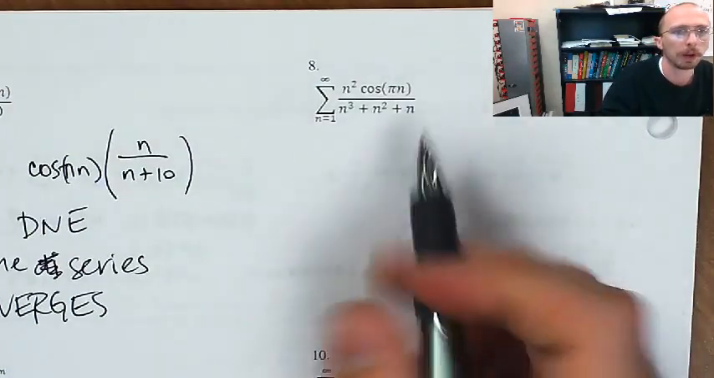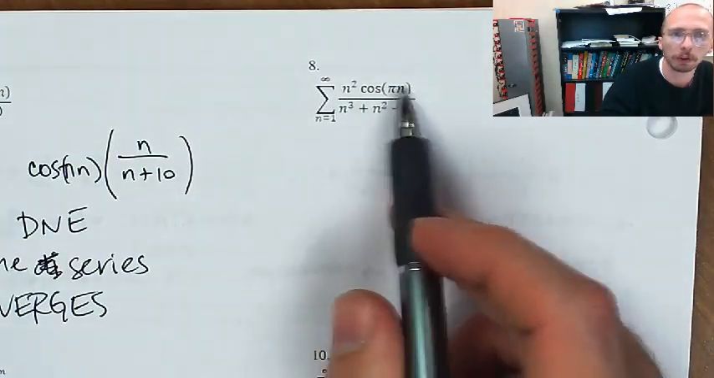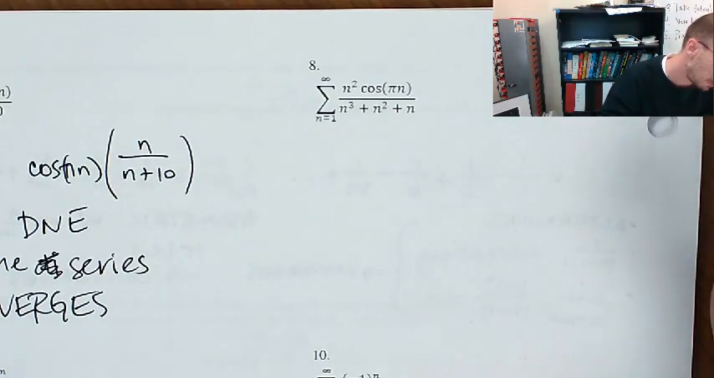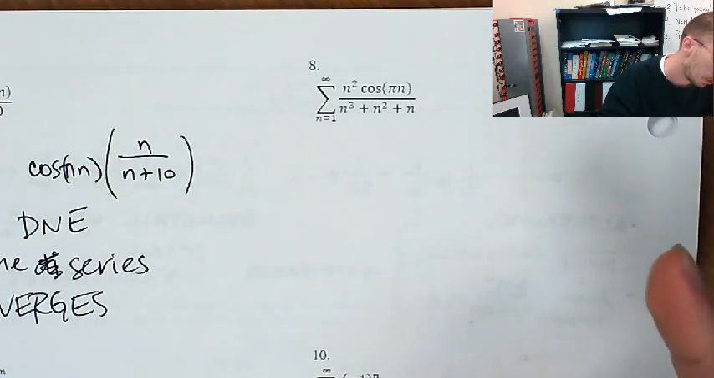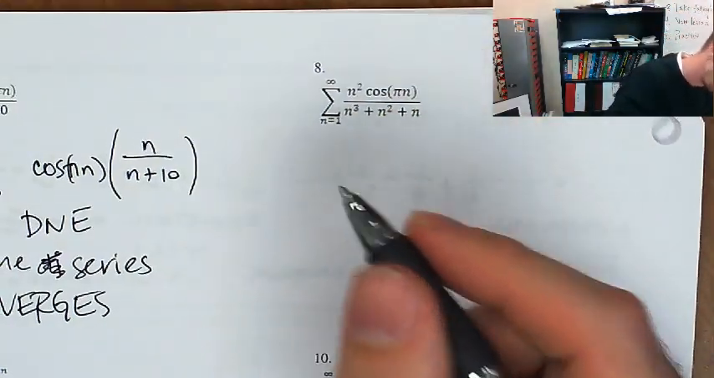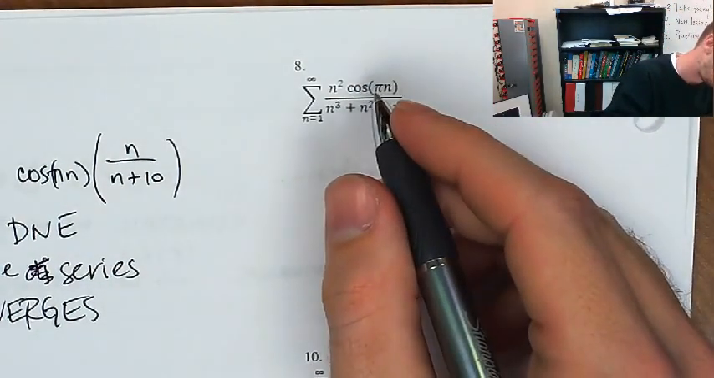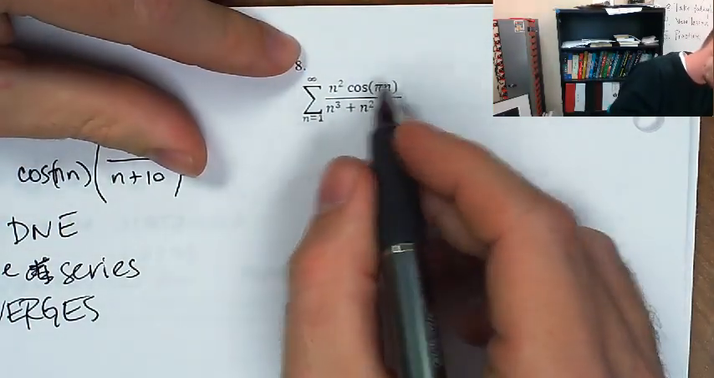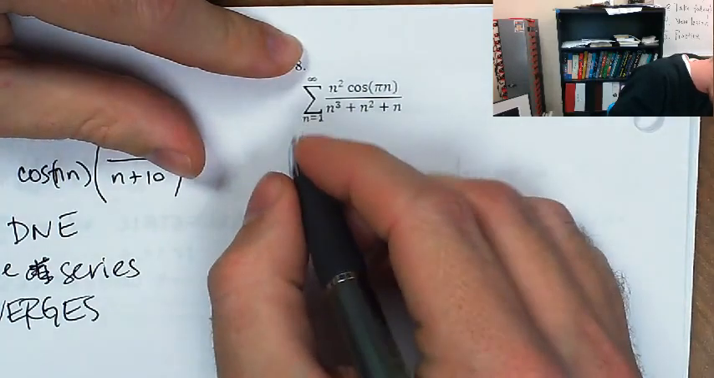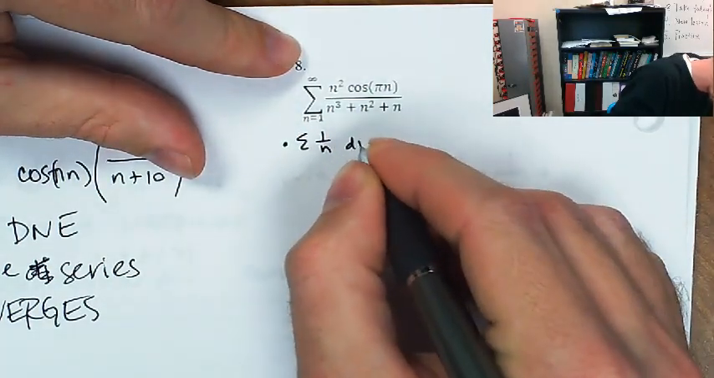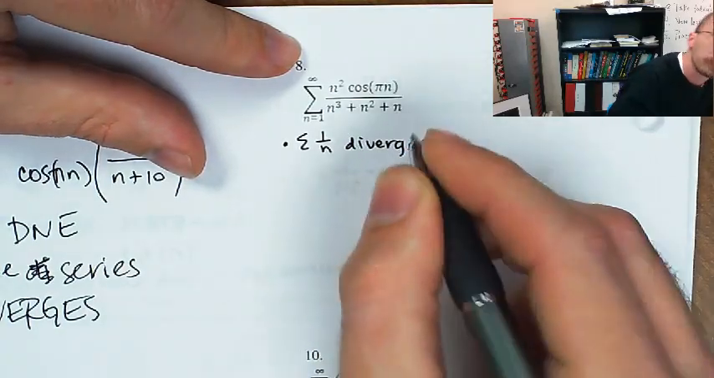Okay. This one is bigger on bottom by exactly 1, and it's alternating because it's got the cosine pi n, so that's telling me that it must be conditionally convergent, like the alternating harmonic series. So I would say what's going to happen here is, all right, take out the alternating part. Sum of 1 over n diverges because it's the harmonic series.